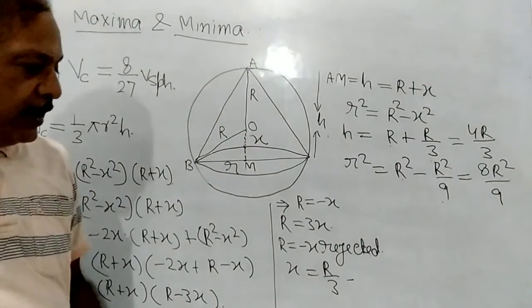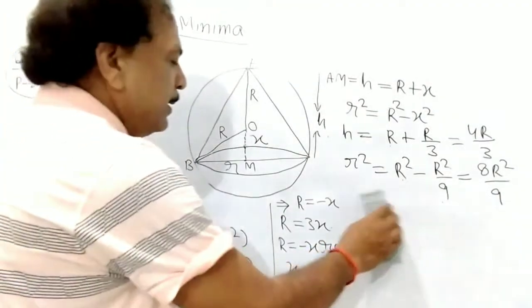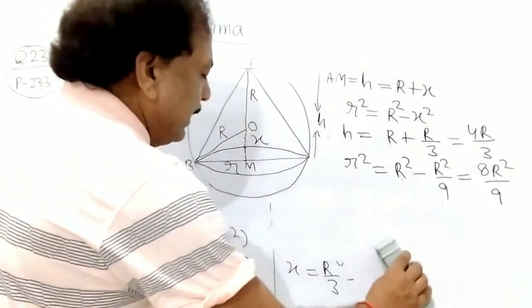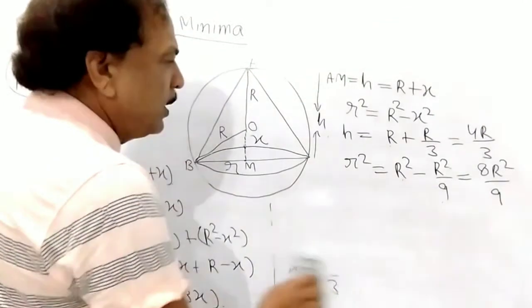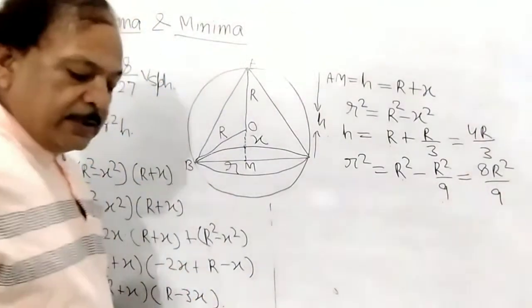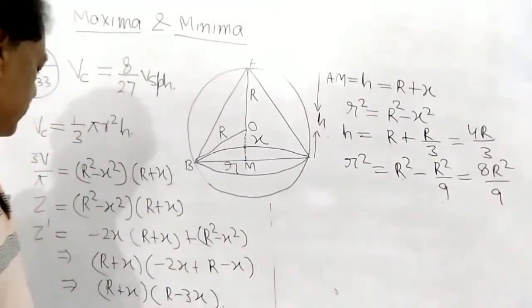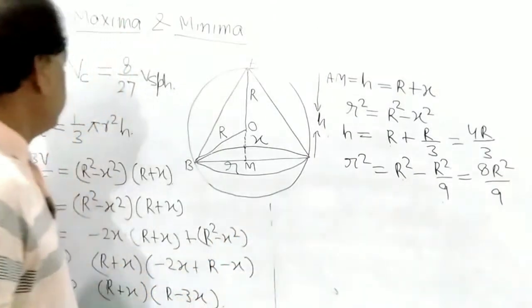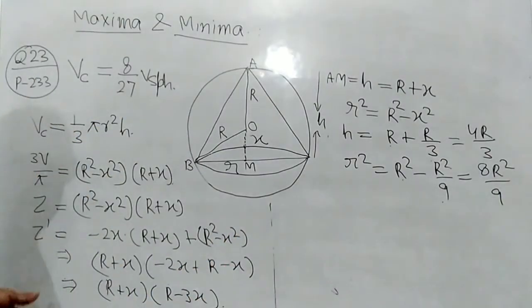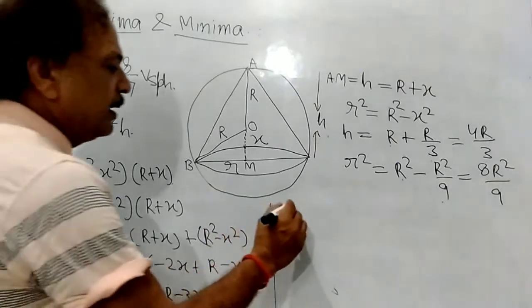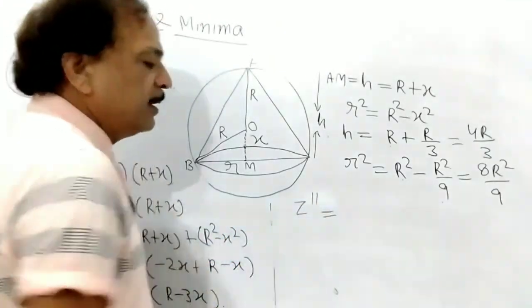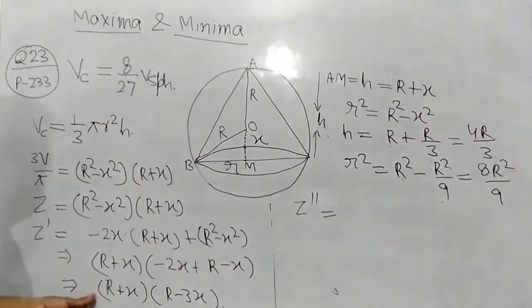तो यहाँ हम z का वैल्यू रखते हैं. At R equal to 3x, we will find the volume will be maximum. Volume of the cone is largest. यहाँ हम फाउंड आउट करते हैं z डबल डैश. तो z डबल डैश फाइंड आउट करते हैं.